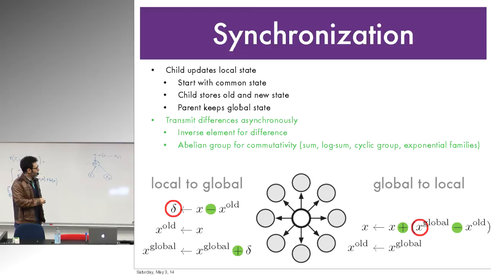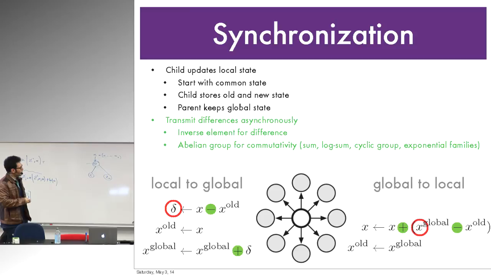And the plus operation here depends on the nature of x. So if x is counts, plus is just plus. If x is other abelian groups, these have different meanings. But let's focus today on counts. So it takes a delta. Let's say we have a count, how many times the word appears in each topic. I send my delta. And then once the global state gets it, it just applies delta to the global topic count.